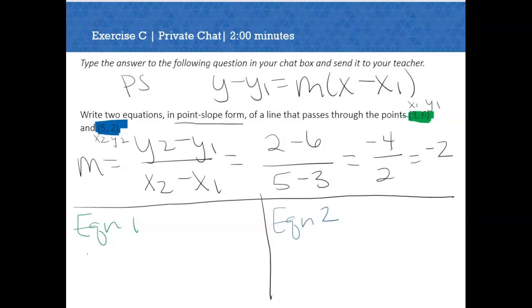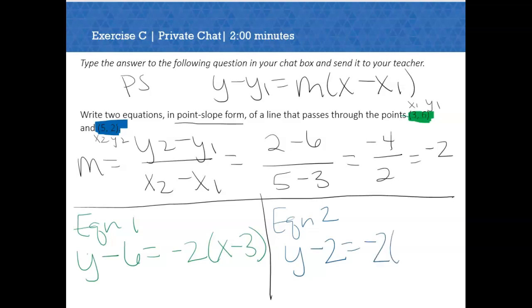We still haven't seen a negative. That's all right, (3, 6). So y minus 6 equals negative 2 times x minus 3. So we plugged in the slope for m, and we plugged in (3, 6) for x1, y1. The second equation: y minus 2, here's our 2, equals negative 2 times x minus 5.